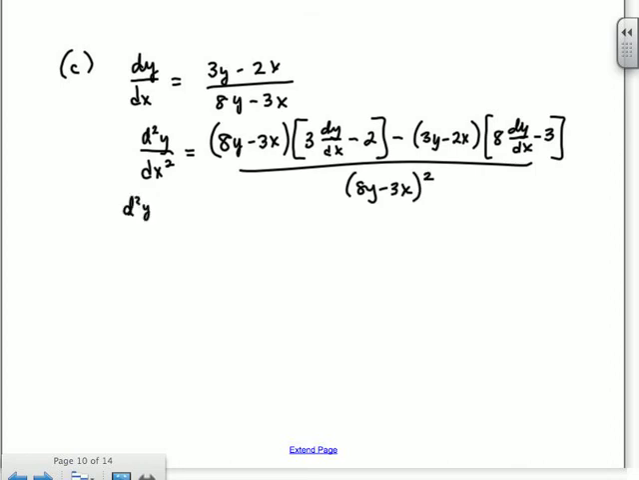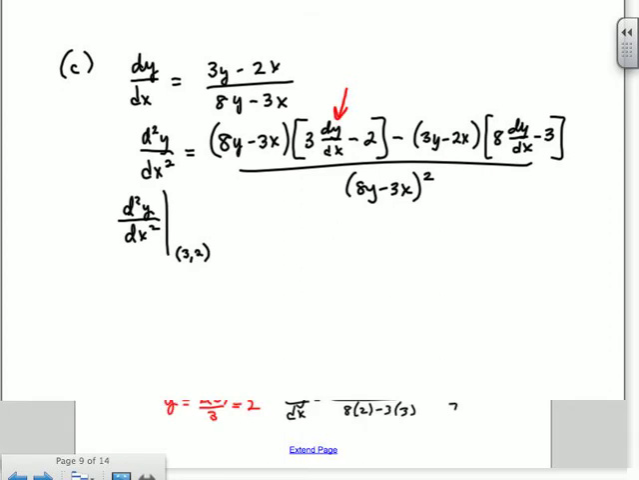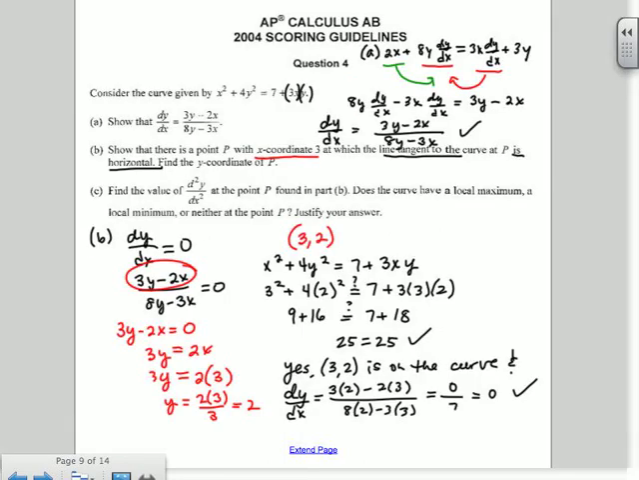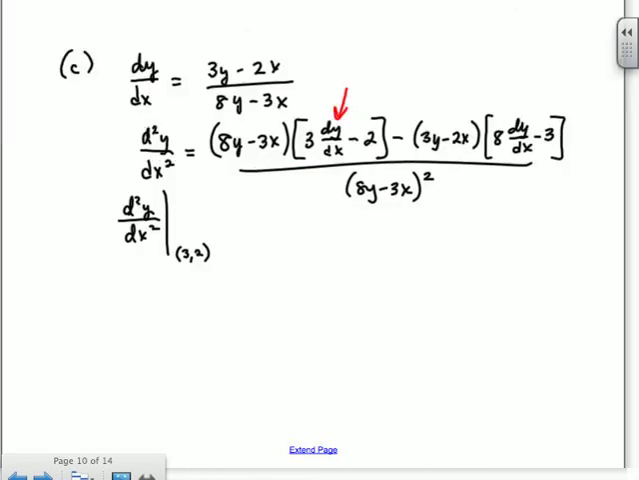Okay, we're evaluating it at a certain point. So our point was 3, 2. So this means evaluate at that certain point. So everywhere I have an x, I'm going to put 3. Everywhere I have a y, I'm going to put 2. And then what about the dy over dx? So that's at a particular point, and at our point, our slope was 0. So we're going to plug in 0 here.